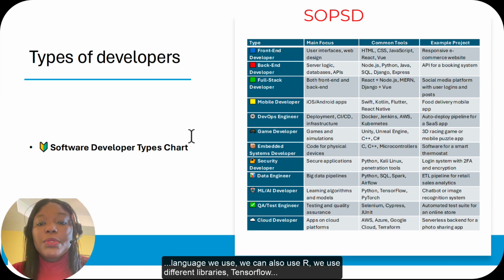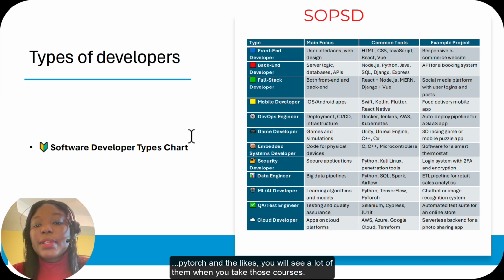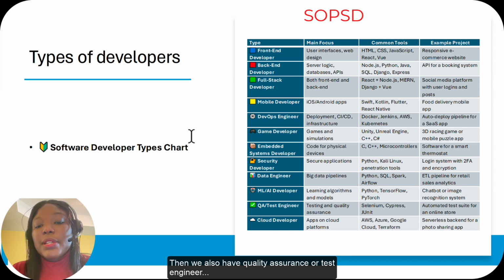Python is a major language we use. We can also use R. We use different Python libraries, TensorFlow and PyTorch and the likes. You see a lot of them when you take those courses. Then we also have quality assurance or test engineer that deals with all of the testing and making sure that this is up to the quality and meets the business requirements. And then we have cloud developers that just work on cloud platforms, cloud infrastructures, provisioning.